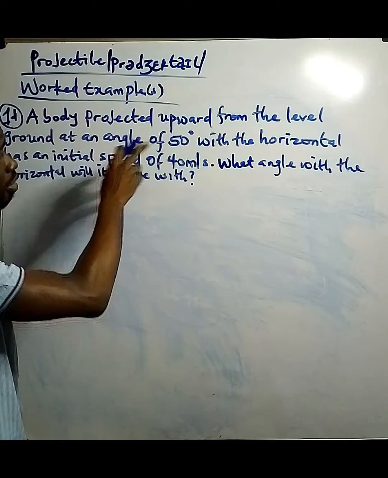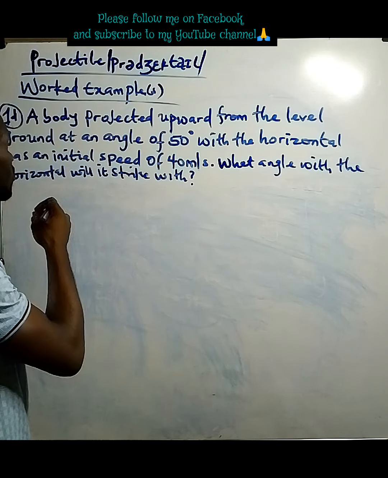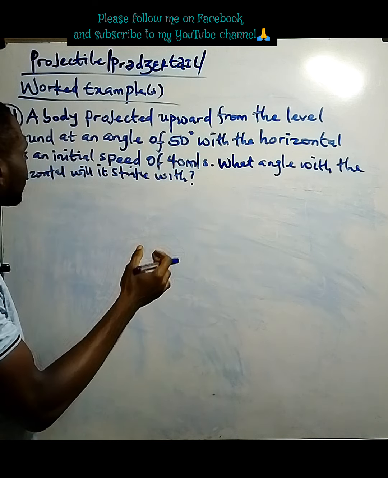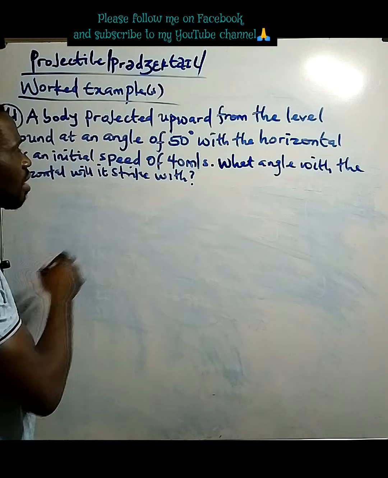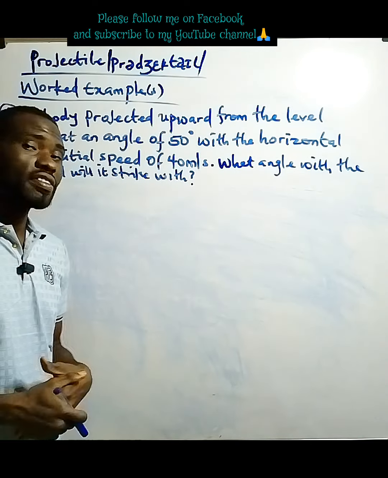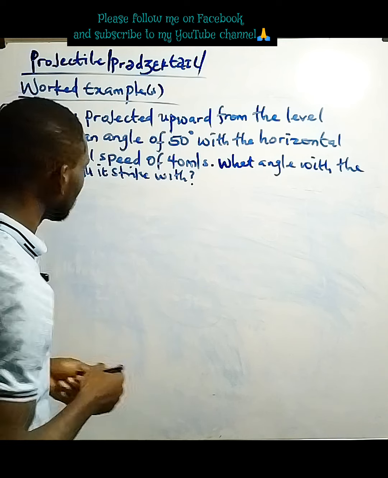A body projected upward from level ground at an angle of 50 degrees with the horizontal has an initial speed of 40 meters per second. What angle with the horizontal will it strike with? Now, in our previous lesson, we derived the formula for landing velocity. So that's what we're going to do right now. We're going to be using that.